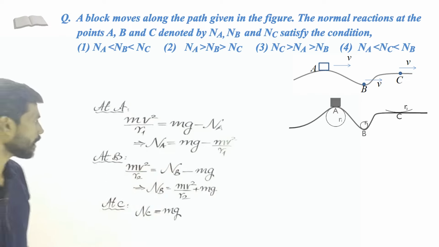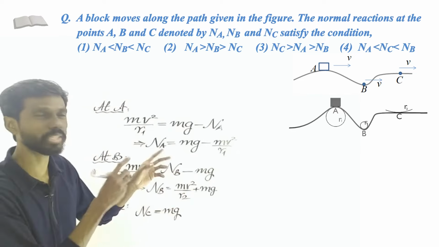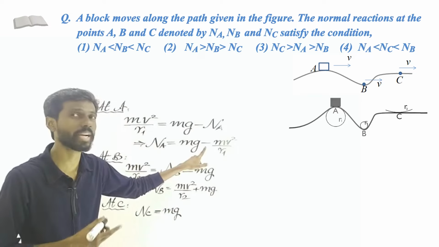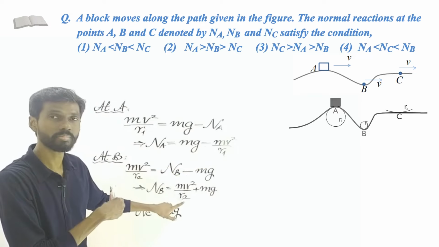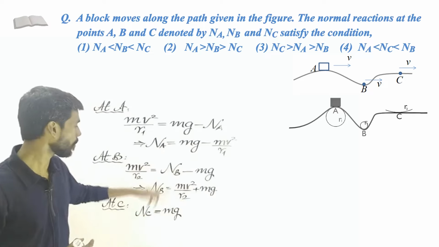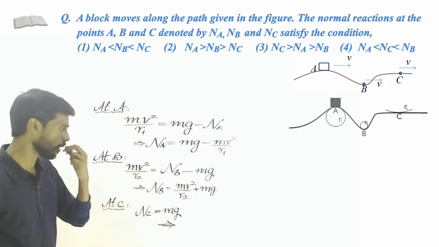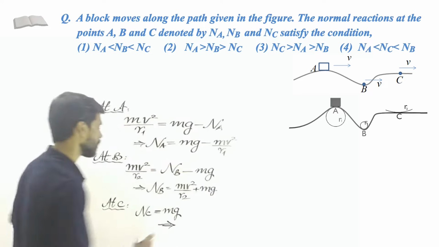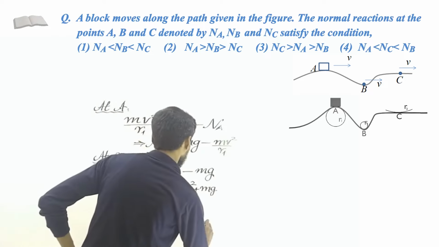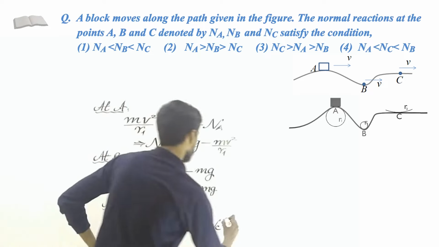But r1 is bigger than r2, and if required we can use it, but here it is not required because here it is subtraction. Here we have addition, so this value becomes bigger than mg, and this value is smaller than mg. So comparing all this, we can conclude that the smallest value is mg minus something, that is Na. The next value is Nc, and the biggest value is Nb.